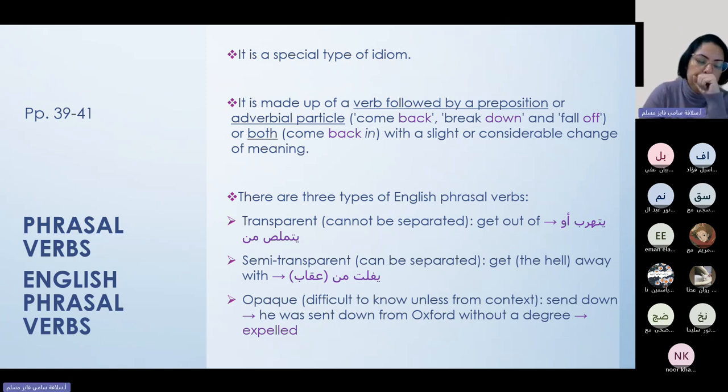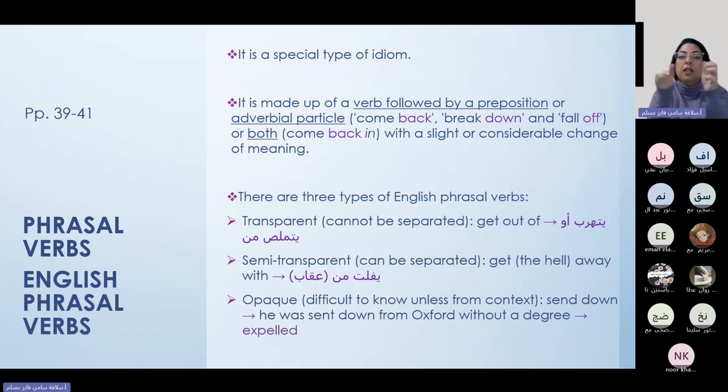إما بيتبعها الفعل preposition مثل out, in, on أو بيجي وراها adverbial particle، كلمات زي come back, break down, fall off أو التنين come back in. Okay? These are called phrasal verbs. There are three types of phrasal verb. We have the transparent type.